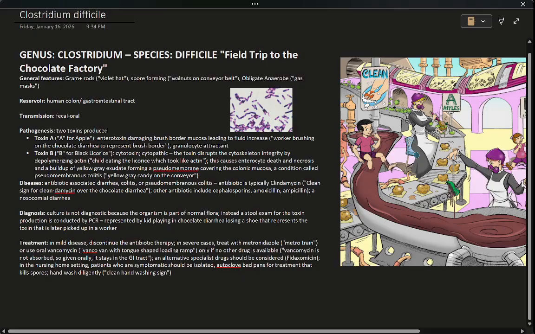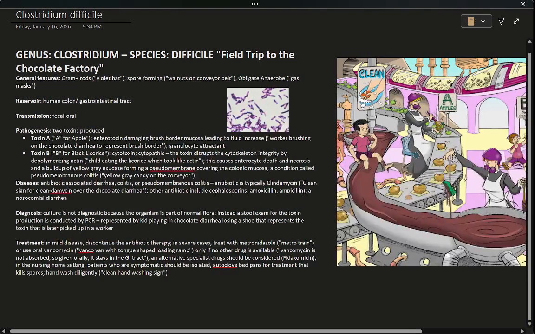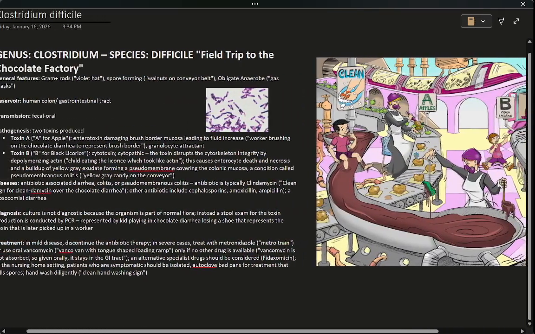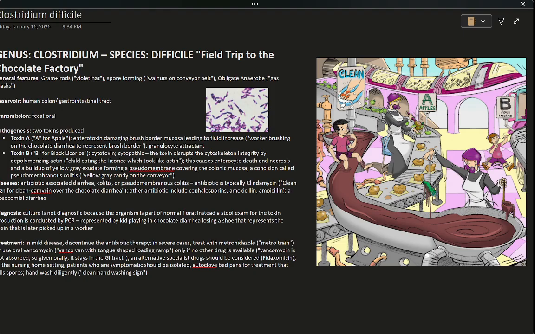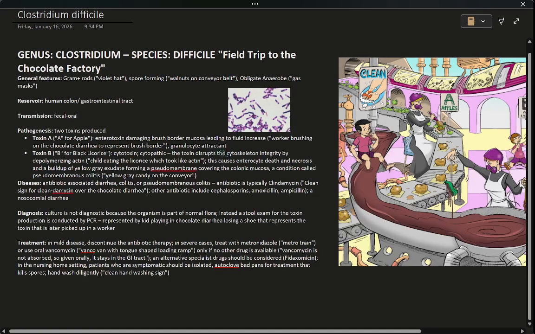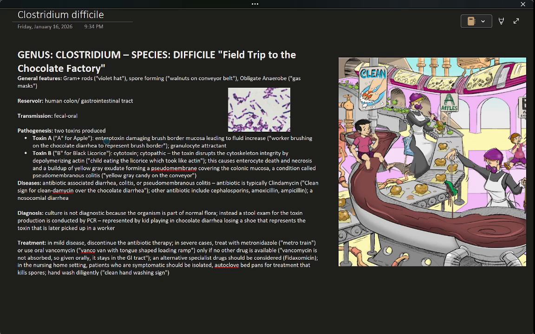So let's find that worker. I'm guessing it's right over here, or maybe it's this worker here. Okay, let's just pretend that this worker has a paintbrush. That's supposed to remind you of the mucosal brush border. And this is what toxin A damages. So it is also a granulocyte attractant.